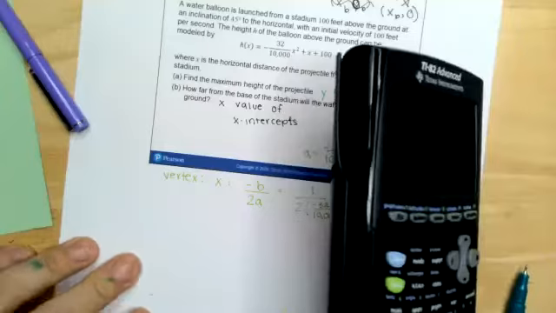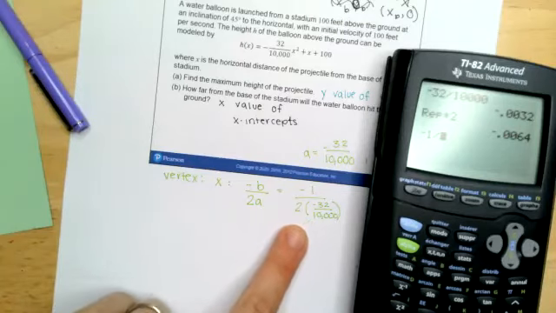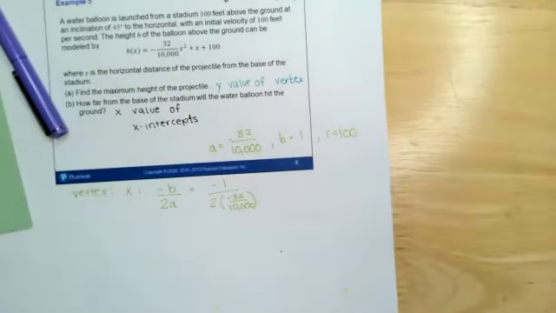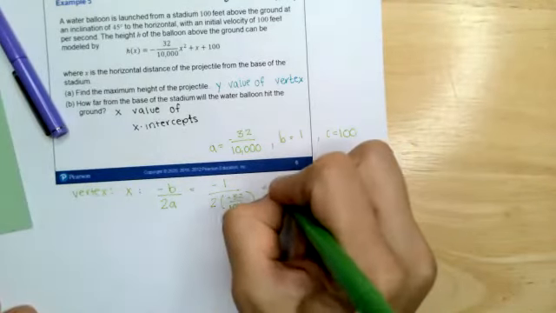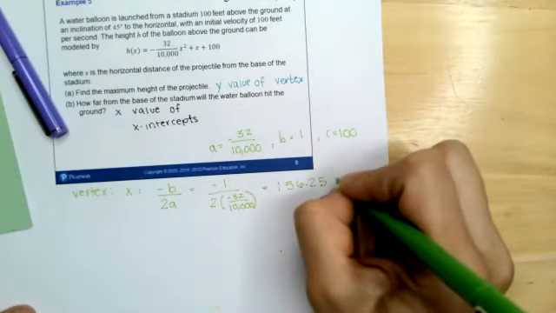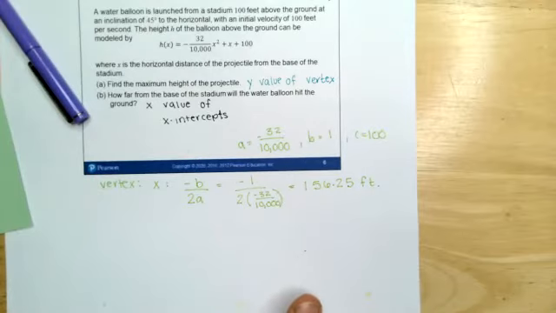Times 2 gives me that. And so it's negative 1 divided by negative 0.0064, which is 156.25. I think we're talking about feet, right? That's as high as it will get. And then what are the x-intercepts?